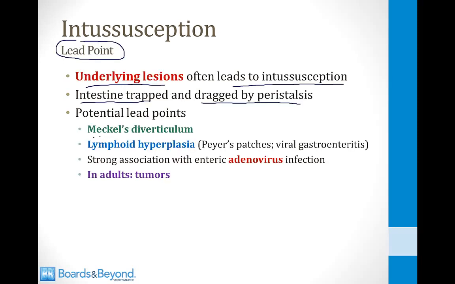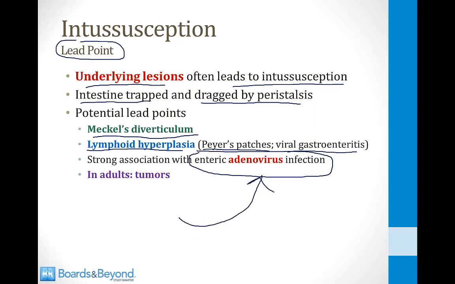Potential lead points are Meckel's diverticulum in children. This can cause intussusception. Lymphoid hyperplasia is a classic cause of intussusception. There are Peyer's patches which can become enlarged in viral gastroenteritis, and that can trigger intussusception. This is probably the reason that there is a strong association between enteric adenovirus infection and the development of intussusception in children. This is a very high yield association to remember for Step 1. And then finally, in adults where intussusception is less common, tumors are often the lead point.